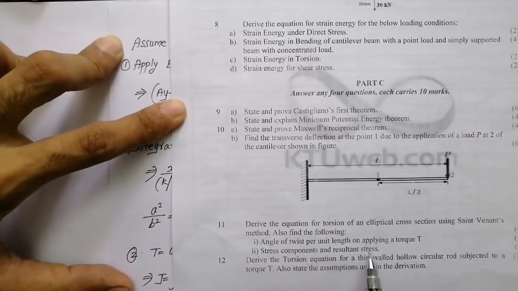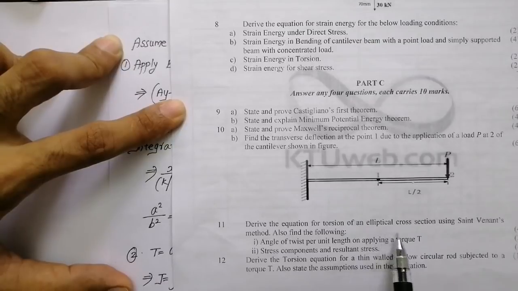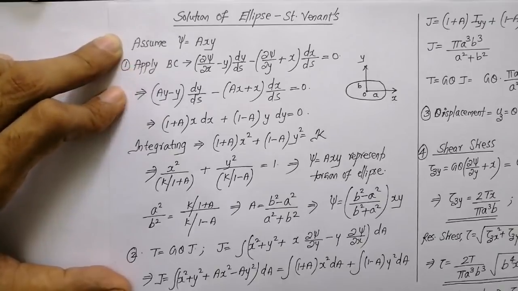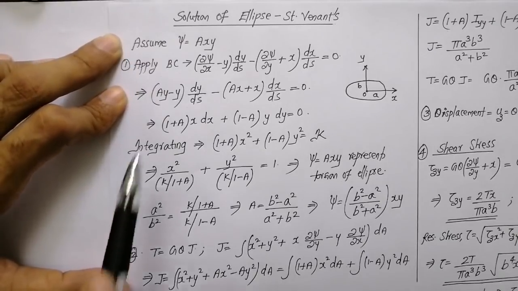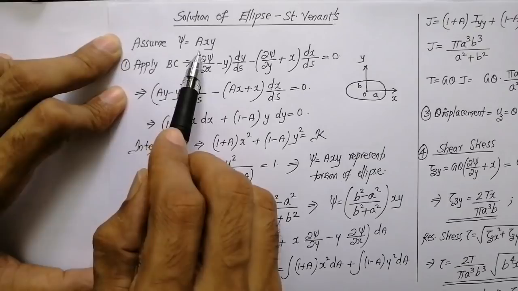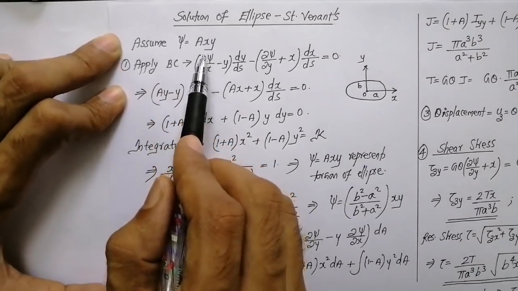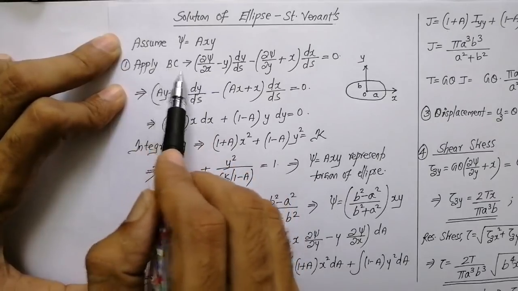Now let us look at another problem in which you are asked to solve the torsion problem of an elliptical cross section using Saint Venant's method, and here the angle of twist is asked, also stress components and resultant stress are asked. Now let us look into this problem. Here we have to assume that psi is equal to Axy. Now we have to start from this equation, psi is equal to Axy. I hope you might be remembering the steps.